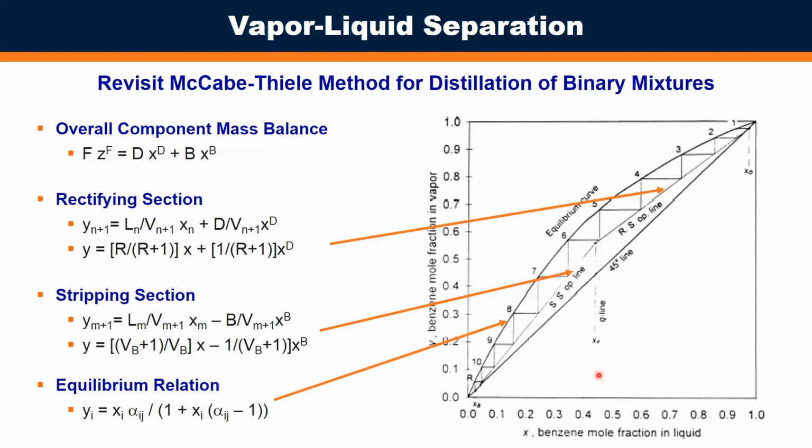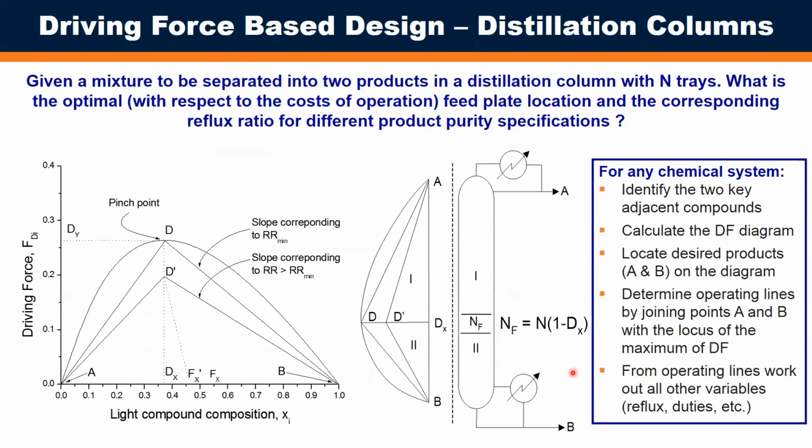Everyone remembers this from early chemical engineering courses. The McCabe-Thiele diagram really represents the stripping section operating line here, the rectifying section operating line here, and the equilibrium curve. So when we're looking at using a driving force representation for this, we have a mixture we want to separate into two products with a certain number of trays. And what we're looking for is what is the optimum feed location and what is the reflux ratio, which is the information that we typically get from the McCabe-Thiele diagram as well, but it's a more complicated way of doing it.